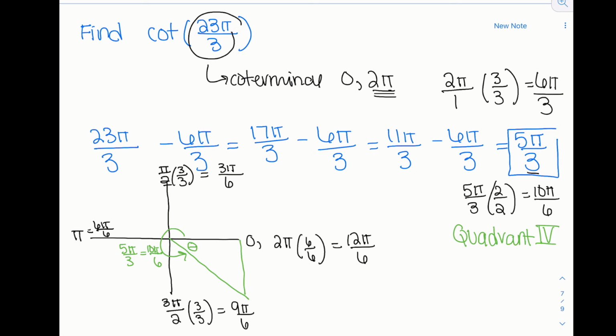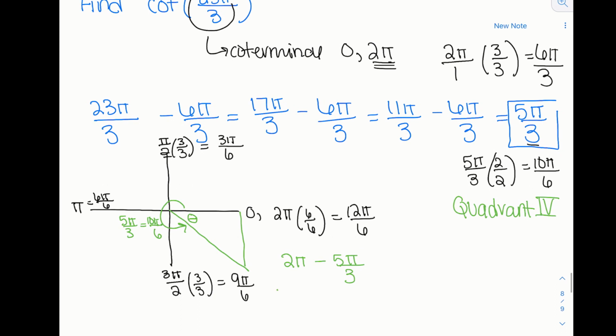So to find the reference angle, I can take the 2 pi minus 5 pi over 3. But really I want it to be in common denominator form, which we've already written. So that's the same thing as 12 pi over 6 minus, well, maybe I don't want to deal with the denominator of 6 anymore. So I'll just write that as 6 pi over 3 minus 5 pi over 3, which is pi over 3.